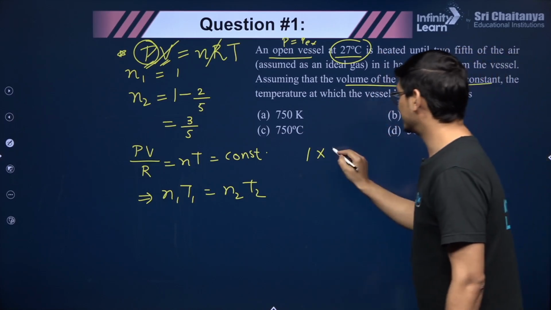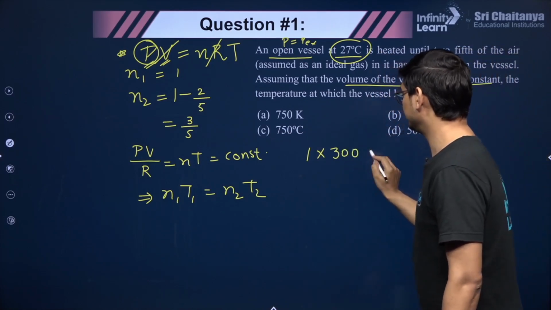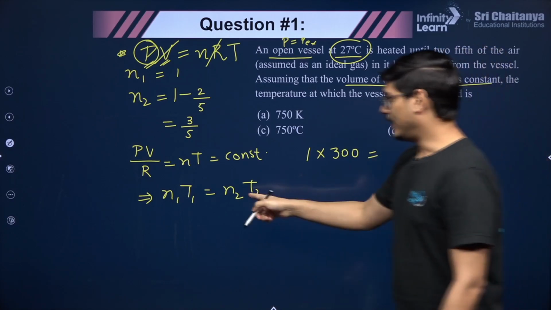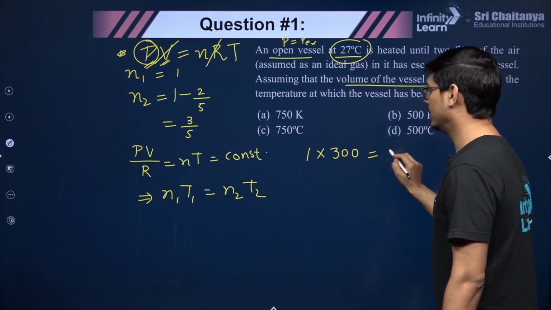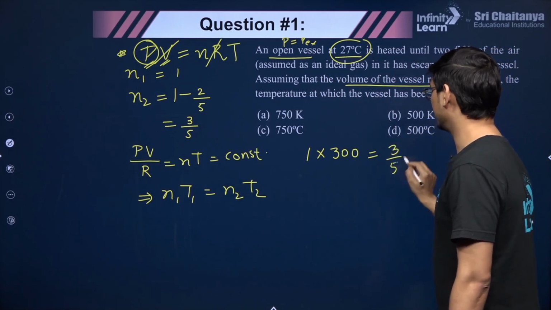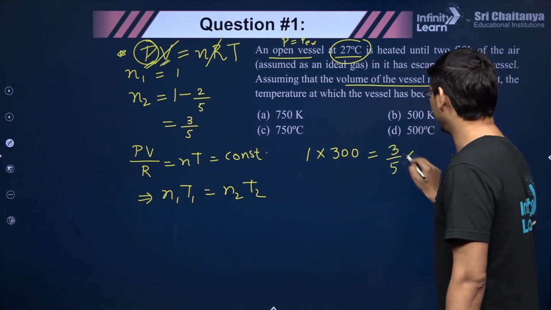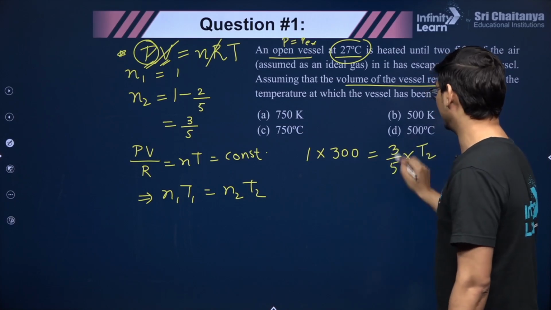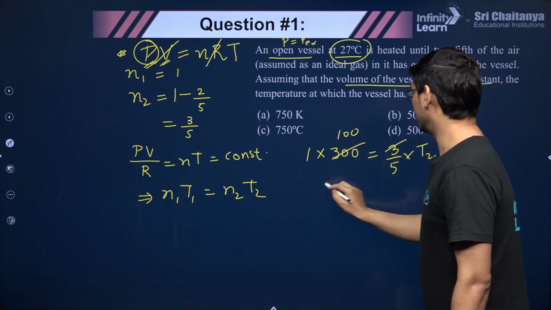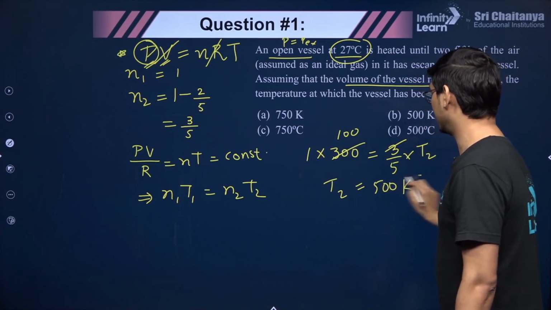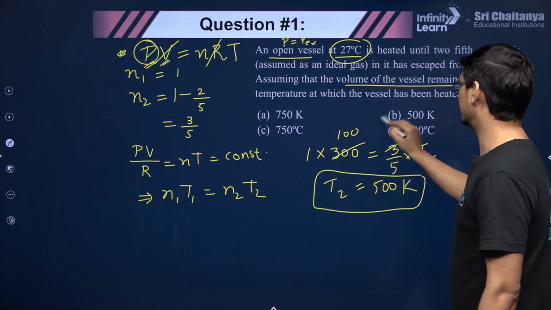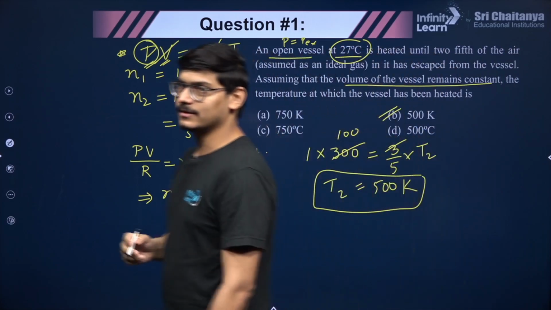So 27 degrees Celsius will be converted to Kelvin, equal to the final number of moles, which is 3/5 because 2/5 has escaped from the vessel. So the final number of moles of the gas will be 3/5 multiplied by the final temperature that we have to calculate. So of course the final temperature will come out to be 500, and always remember the answer will come out in Kelvin, that is the SI unit. So this is 500 Kelvin, that is the correct answer.